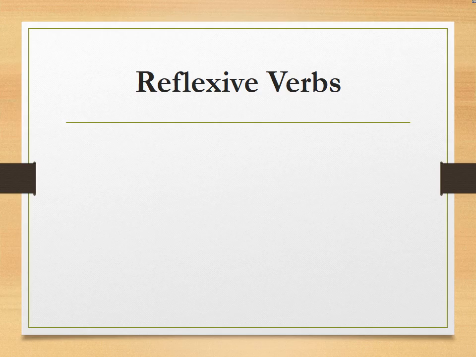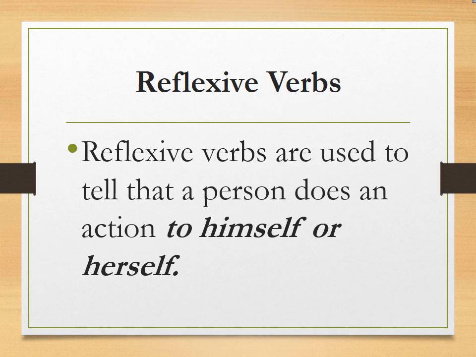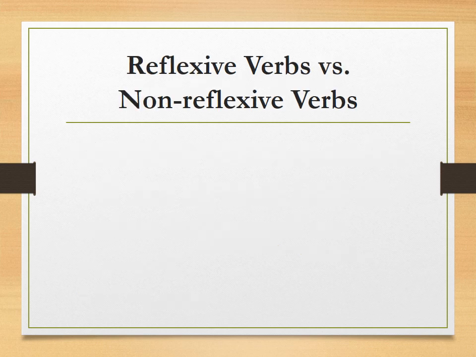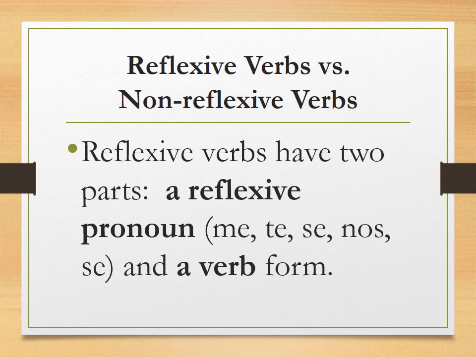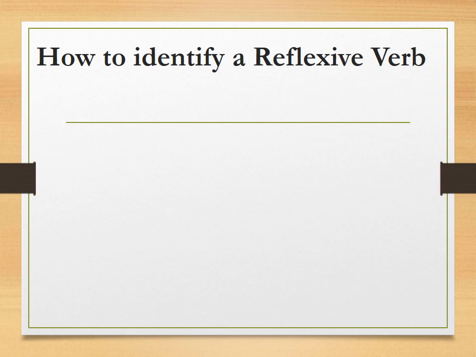First of all, let's talk about what in the world is a reflexive verb. A reflexive verb is something that happens to yourself. It's a verb that's happening to you. It's kind of weird because we don't really have this in English, so I'm going to give you examples for it. Reflexive verbs versus non-reflexive verbs. Reflexive verbs have two different parts. You have the pronoun and you have the verb. I'll get into that in just a second. It's two words when you conjugate it.